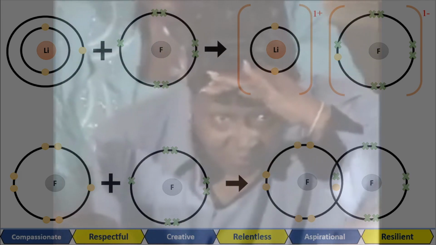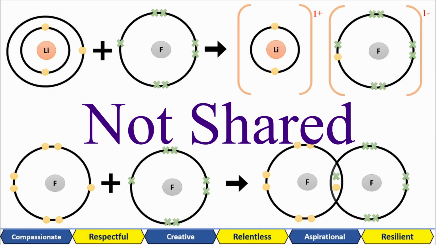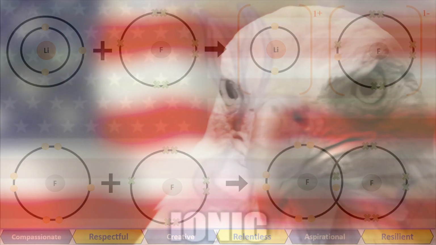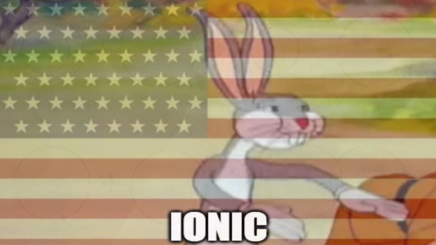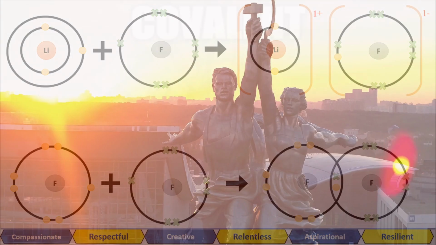Check the electrons. In ionic bonds, the electrons are not shared, they're taken away. It's almost like capitalist America. And so you see no overlapping shells, but you see these brackets that show you've got ions there. However, covalent bonds are communist. They share everything.